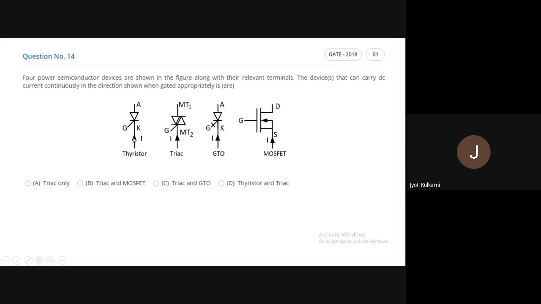So obviously, if thyristor and GTO are not the option, what will be the answer? The answer is triac and MOSFET. Everybody understood the logic? Yes? Comfortably understood? Yes, ma'am. Okay, very good. So now we will take another question.